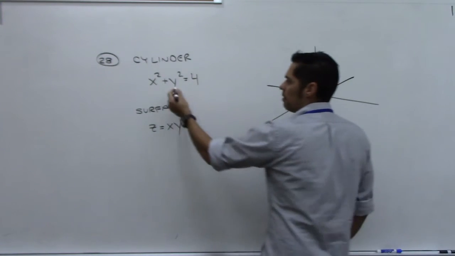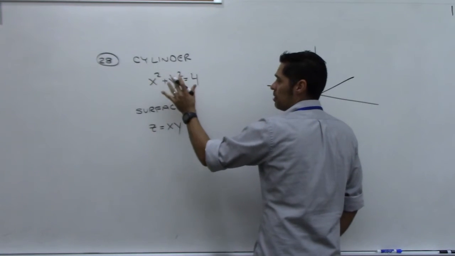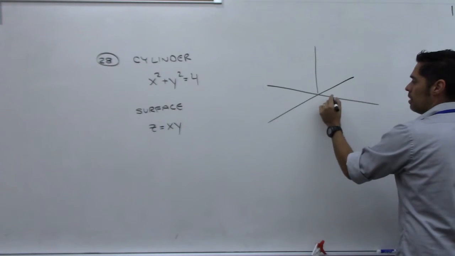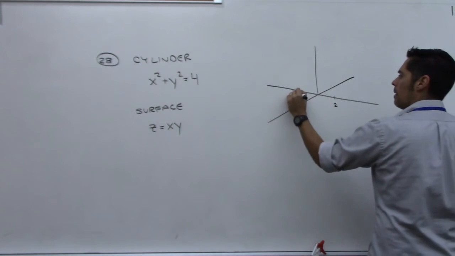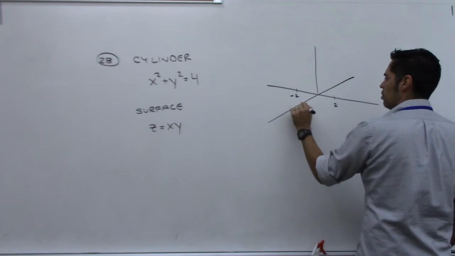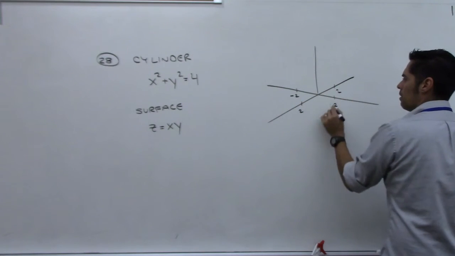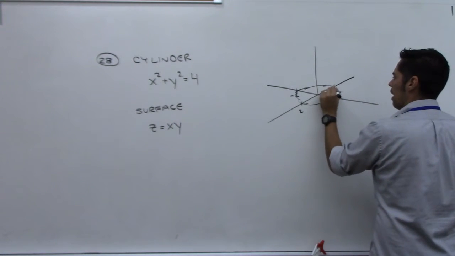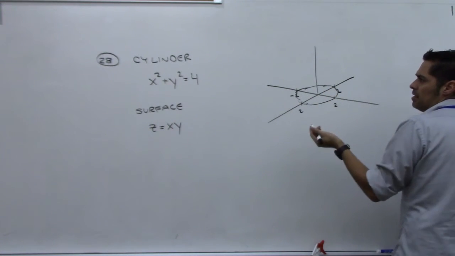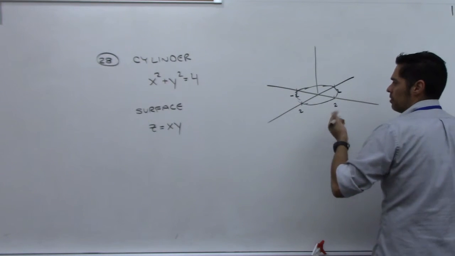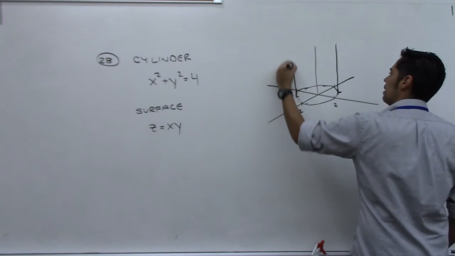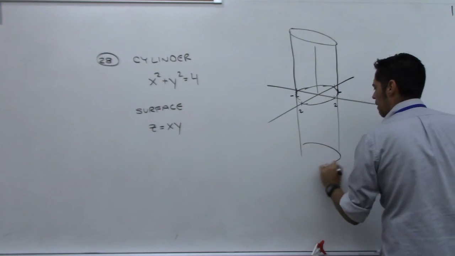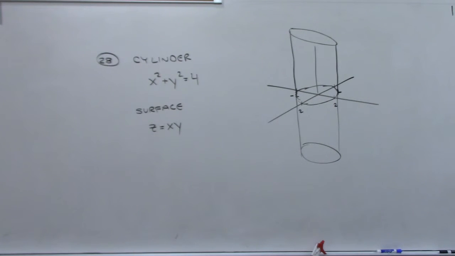So this right here, this is the equation of a circle in two-dimensional space. It'd be a circle on the xy plane, which would be just on the ground. It has a radius of 2. So if I go in each direction 2, then I draw a circle there on the ground like this. But the z variable is free, so my z can be anything. So I draw this cylinder like this. All right, there's my cylinder.